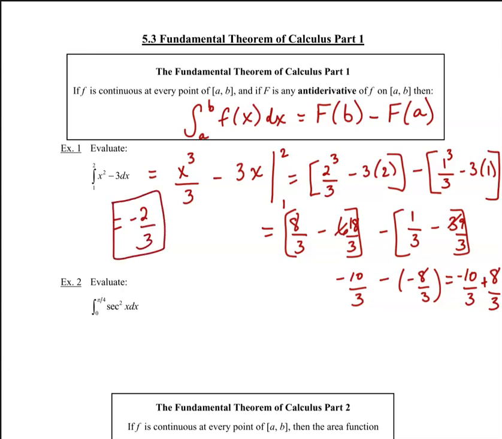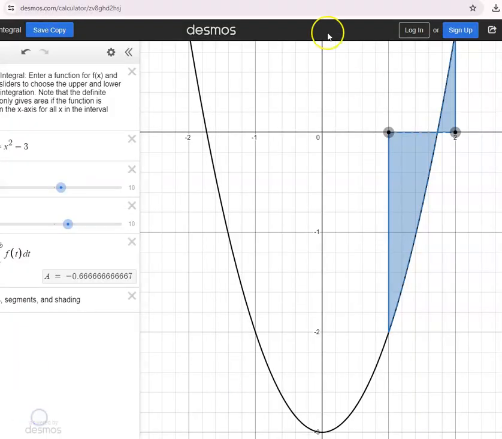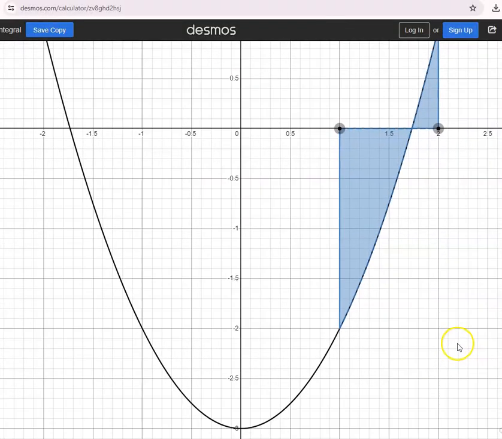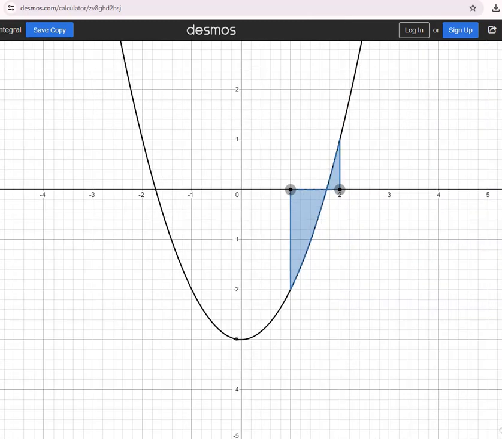And let's take a look. Because this is negative, that tells me that the majority of the graph over this interval from 1 to 2 would be below the x-axis. So let's take a look at what this would be in Desmos. So I've got the definite integral calculator pulled up in Desmos so you can see what we have. We have the function x squared minus 3, which is a parabola, and they wanted us to evaluate it from 1 to 2. So you can see below the x-axis over here from 1 until this x-intercept right here, which would be at the square root of 3, we've got the area that's shaded in blue.